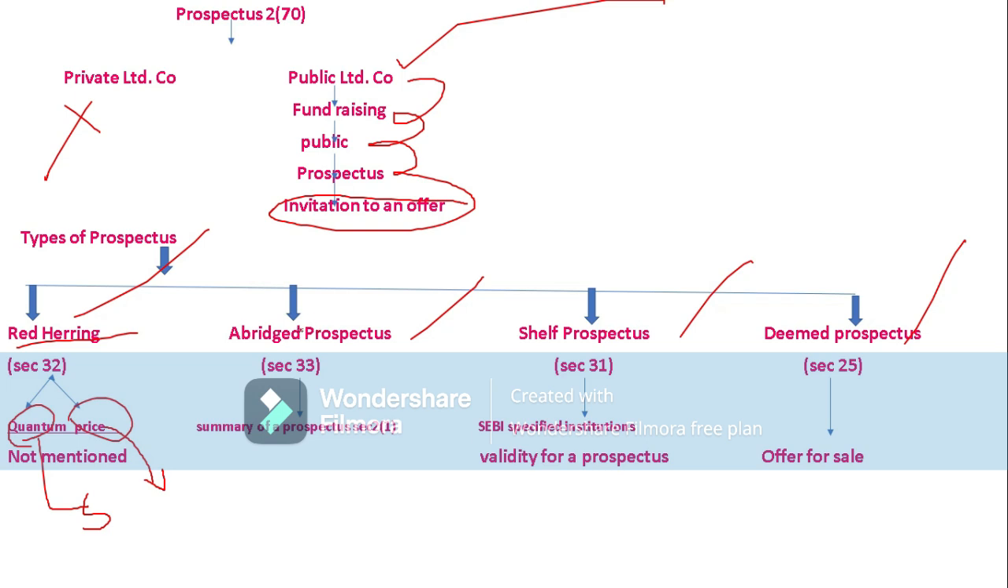And a red herring prospectus is subject to the same regulations as a prospectus. Like other companies submit a prospectus, those regulations also apply to these companies. So it has to be filed before the ROC at least 3 days before the issue, meaning that 3 days before they go for the public issue, they have to submit their prospectus with the ROC.